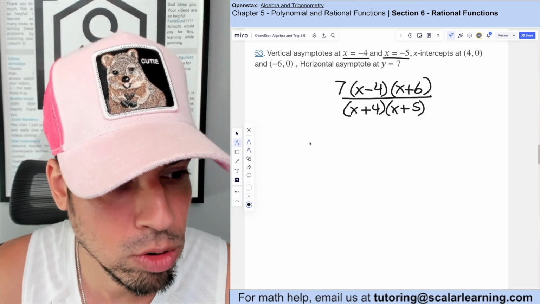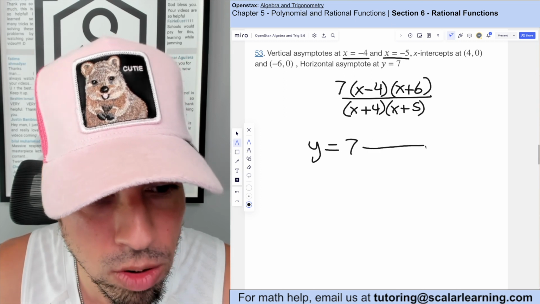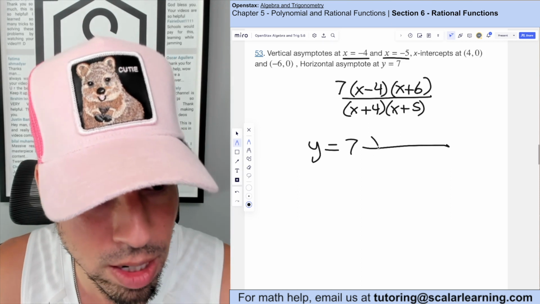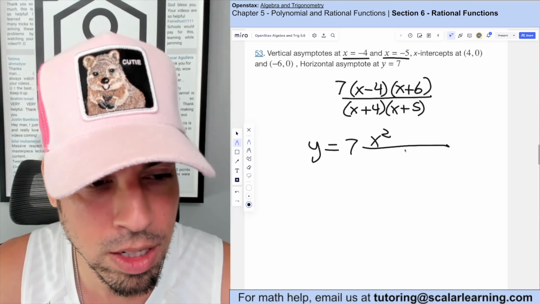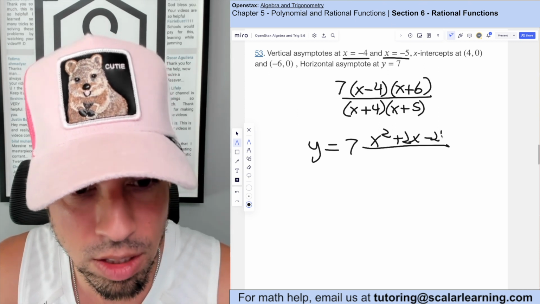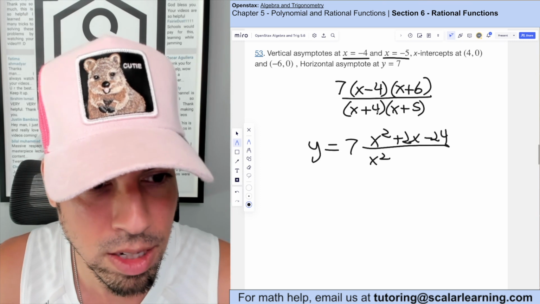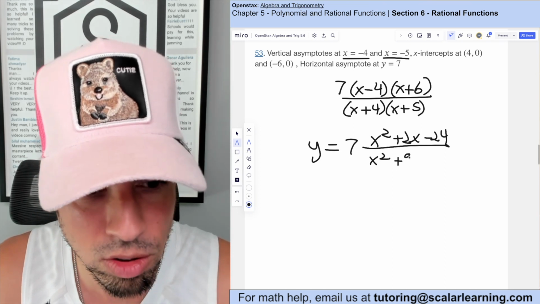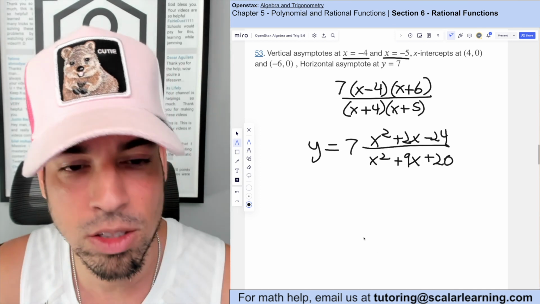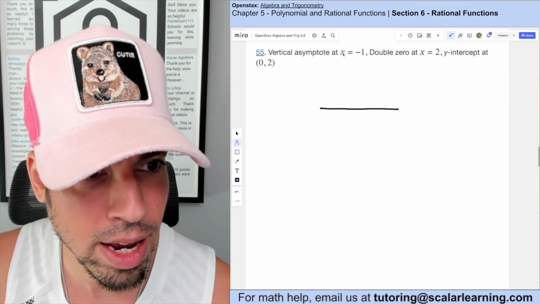So now all I'm going to do is say y equals, I'm going to keep that 7 in the front, then I'm going to FOIL out the top and the bottom, just because, again, they do that in the back of the book, so we'll stay consistent. So we got x squared plus 6 minus 4, which is plus 2x, and then negative 4 times 6 is negative 24, over x squared, and then 5x and 4x, as we're FOILing, add together to get 9x, and then plus 4 times 5, which is 20. There's your answer, done.